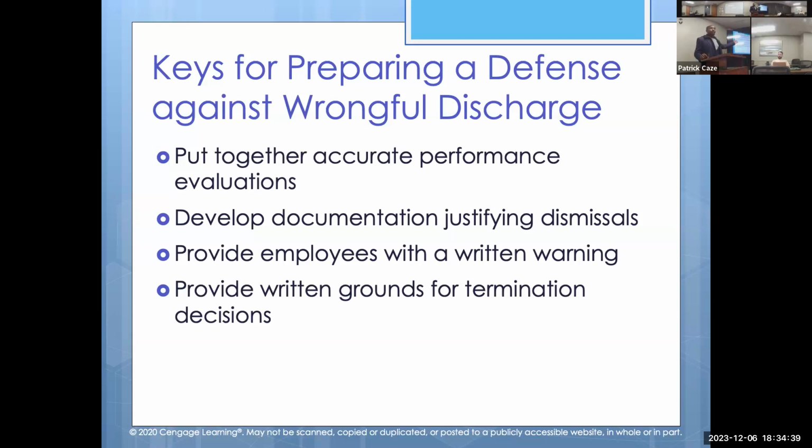If all the evals are exemplary, excellent, best person I ever had work for me, and all of a sudden the person gets fired, 9 times out of 10 there's probably something going on. But if there's a pattern of poor performance, lateness, just not a good employee, then you can probably say, okay, I see why you got fired, right?